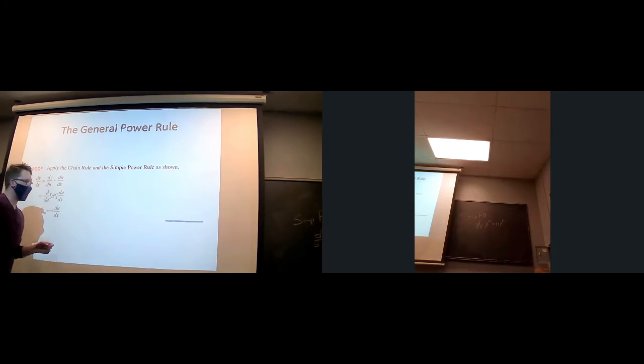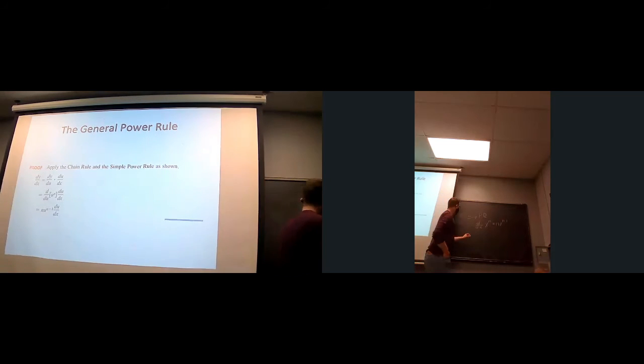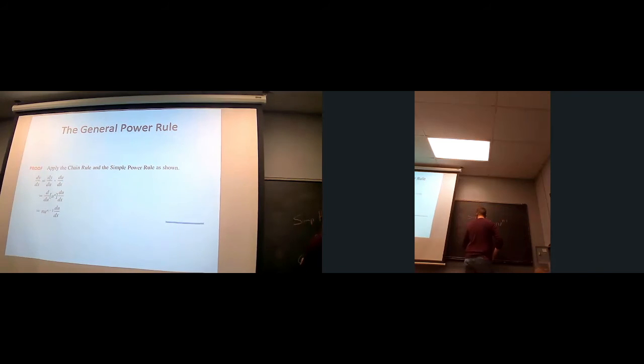The general power rule states that the derivative of u to the n is equal to n times u raised to the n minus 1, times the derivative of u with respect to x.